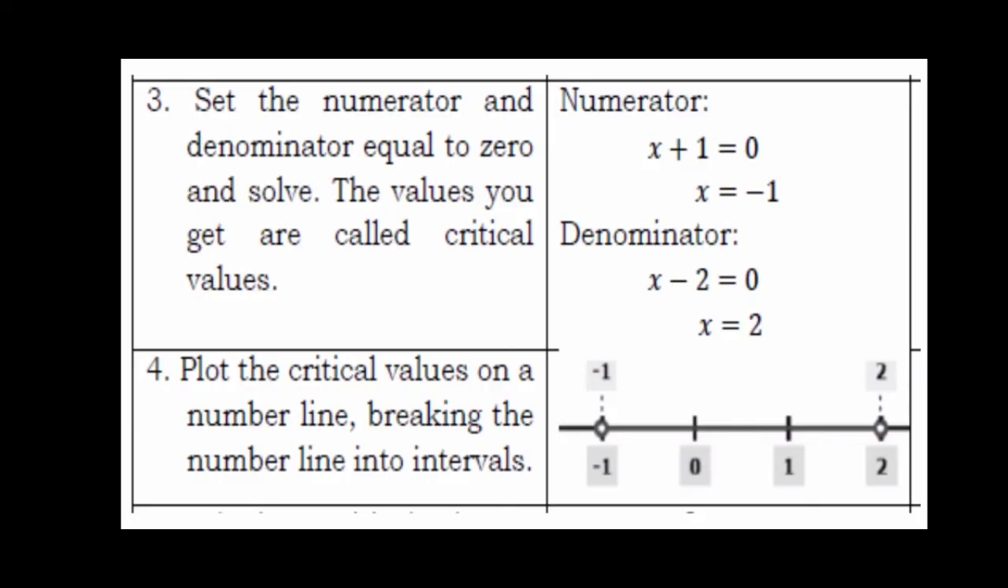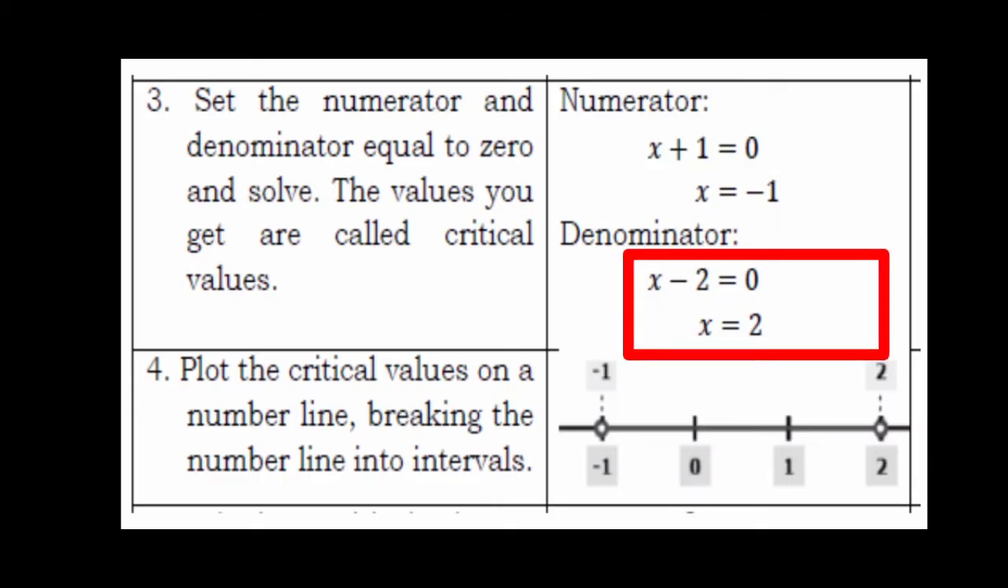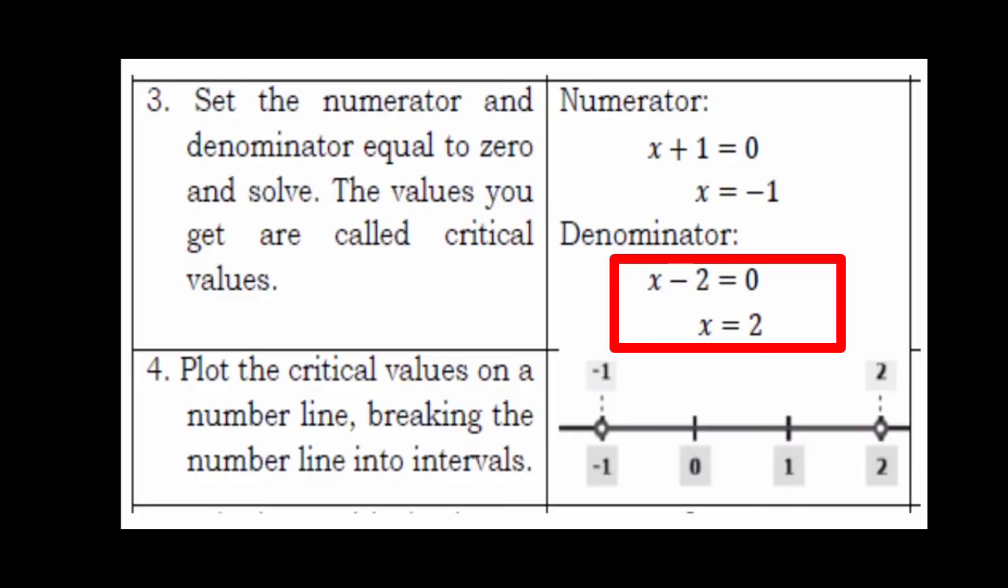Let's have for the numerator, x plus 1 equals 0. Transpose positive 1 to the other side and it becomes negative 1. So x equals negative 1. For your denominator, x minus 2 equals 0. Again, transpose negative 2 to the other side of the equation and it becomes positive 2. Your x is now equal to 2.